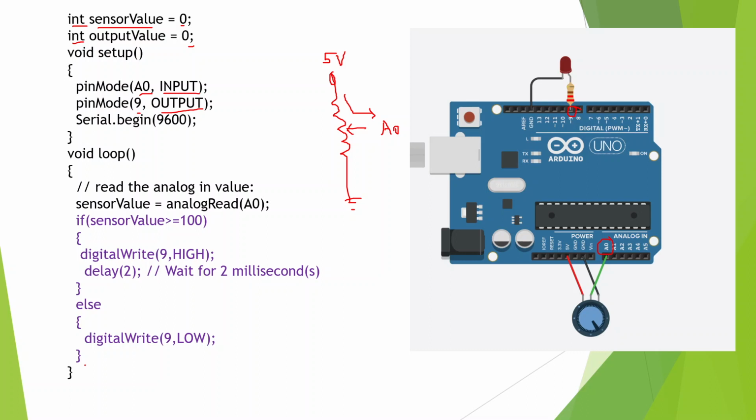Now inside the main loop, we have to sense the analog value from the potentiometer. It will be read by using the analogRead function, and the pin we are going to use we pass inside this function. As per the reading from analogRead, it will be assigned to the sensor value. If your sensor value is greater than or equal to 100, then we write pin number 9 high. For 2 seconds it will remain high. After that, if your sensor value is less than 100, then we write pin number 9 low.